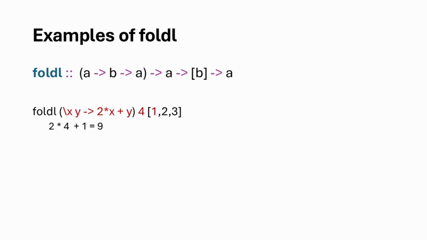We then apply the function to this 9 and the second item in our list. This gives us 2 times 9 plus 2, which is 20. We do this one more time for the result we got from the last calculation and the last item in our list, which gives us 2 times 20 plus 3, which is 43. Our final answer is 43.